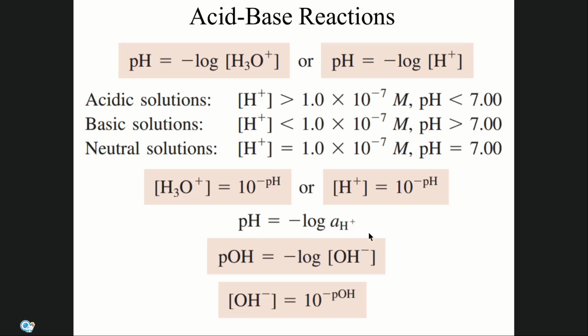A pOH scale analogous to the pH scale can be devised using the negative logarithm of the hydroxide ion concentration of a solution. Thus, we define pOH as this formula. You can express it like this and calculate OH minus like this.